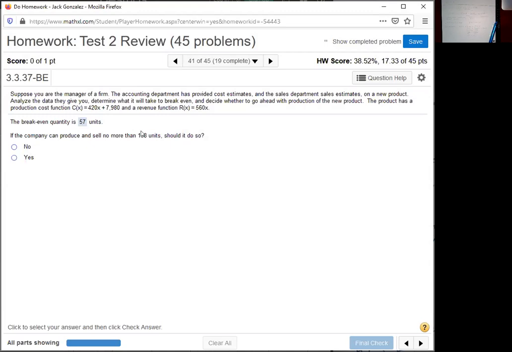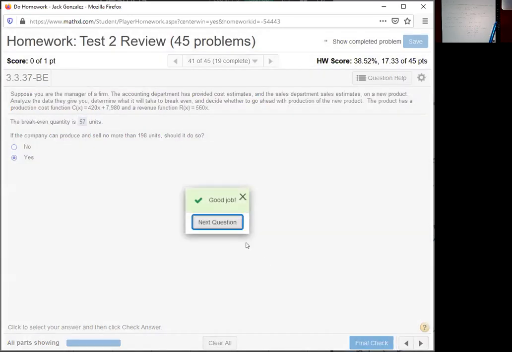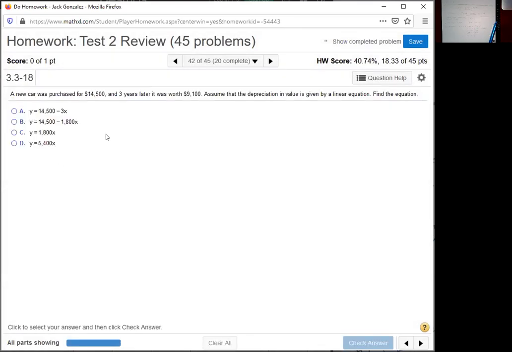Well, since this is bigger than 57, I could make money off this, right? Because as long as I pass this number, I'm no longer in the red. Once I hit 58 units, I make my first profit. 59, make more cash, etc. So going all the way to 198, everything after this would be money. So yeah, let's see why not. Make some cash first.